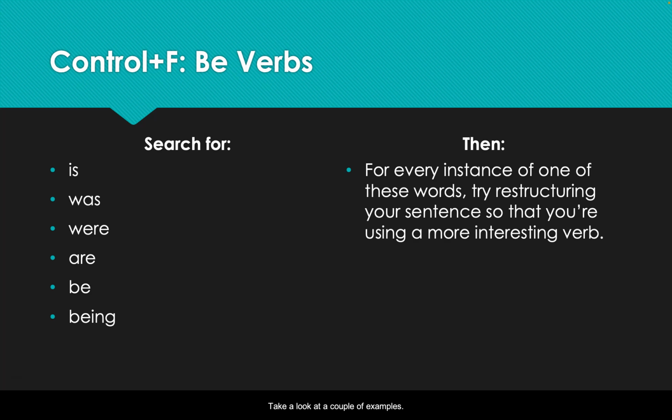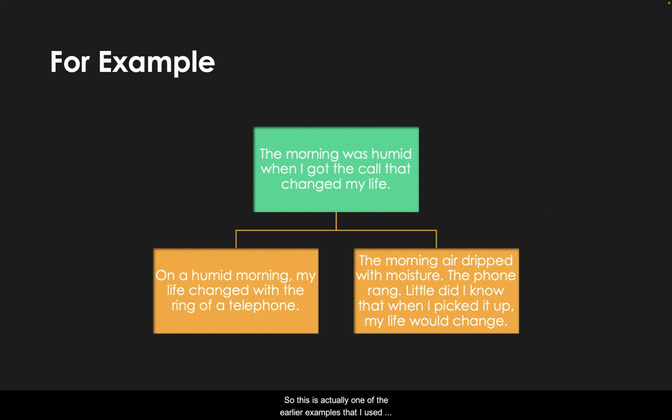Let's take a look at a couple of examples. So this is actually one of the earlier examples that I used as a strong revision. Now let's take this revision and revise it even more. The morning was humid when I got the call that changed my life. You can see right there that this whole sentence, that whole first clause, hinges on the word was. I can change that. On a humid morning, my life changed with the ring of a telephone, right? We take that initial clause and we demote it to simply being an introductory prepositional phrase. And it just reads a little bit more compellingly.